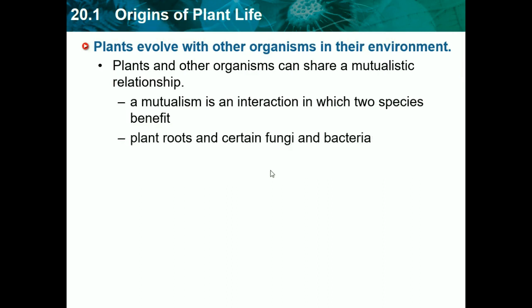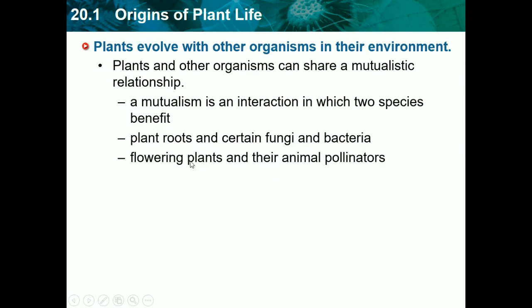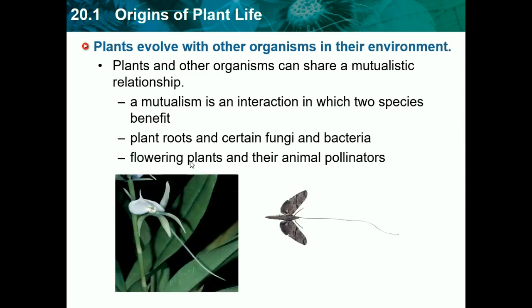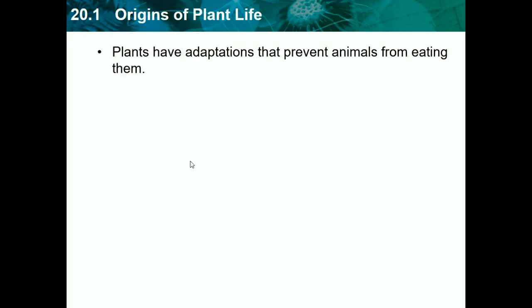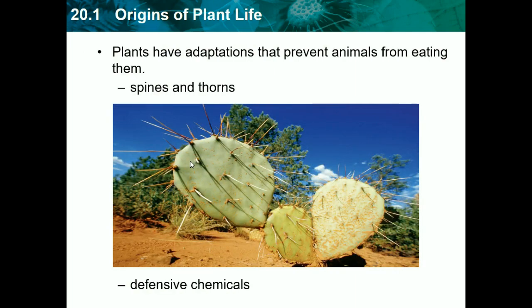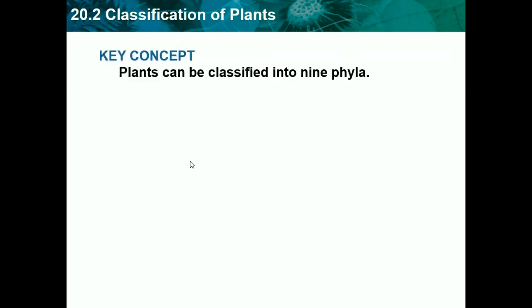Examples include plant roots and certain fungi and bacteria, and flowering plants and their animal pollinators. For example, the flowering plant gets its seeds and pollen spread out so it can reproduce, and the animal gets nectar, or the bees get nectar. Plants also have adaptations to prevent animals from eating them: spines and thorns, as we know, and other defensive chemicals.